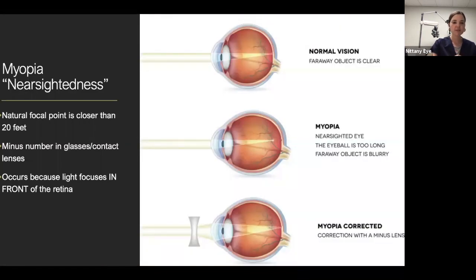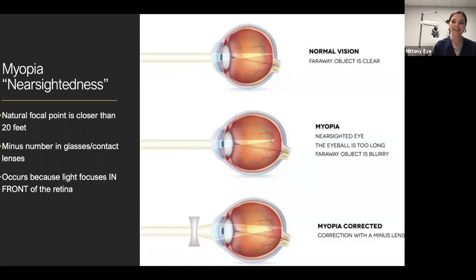Okay, so as I just mentioned, myopia is defined as nearsightedness. It means the natural focal point of the person who is myopic, the patient, is closer in than distance, closer than 20 feet. They have a minus number in their glasses or contact lenses. So if you're wondering if this applies to you and you happen to have your contact lens box sitting nearby, you can go look at it. And if the number starts with a minus, you are nearsighted or you are myopic.